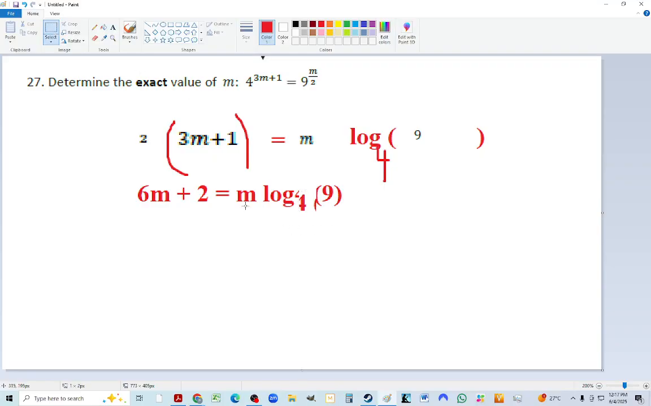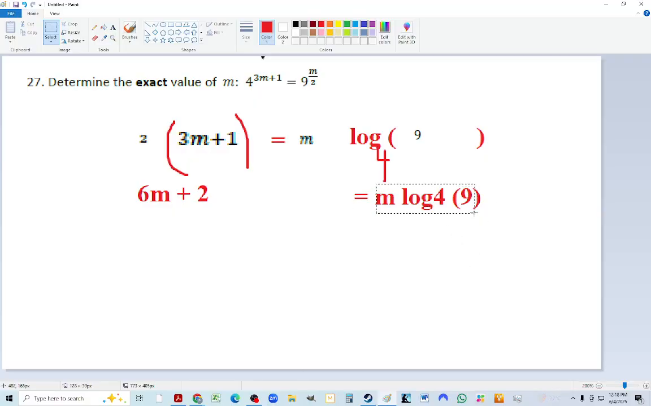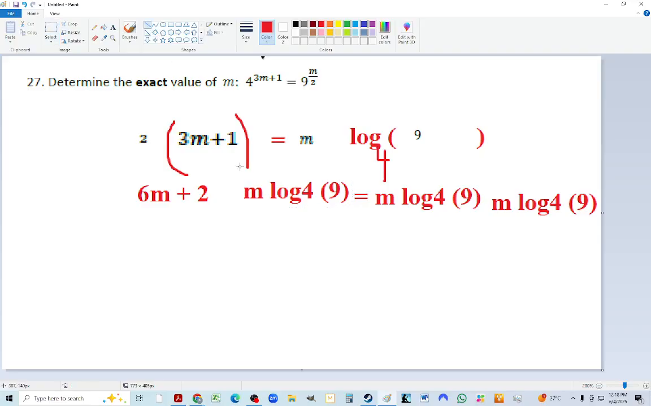I still have to subtract m log 9 from both sides. So what am I doing there? I'm going to make a bit of room here. I'm subtracting this from the right side, which means I also have to subtract it from the left side. When I subtract it on the right side, it becomes 0. There we go. Now I see I have this 6m plus 2 minus m log base 4 of 9, so I'm going to subtract 2 from both sides.